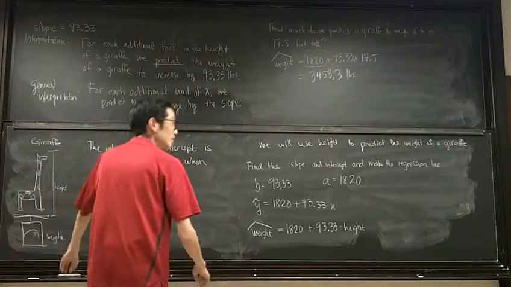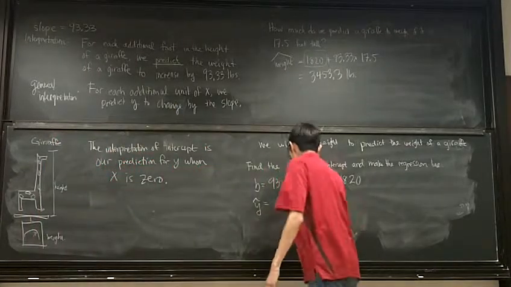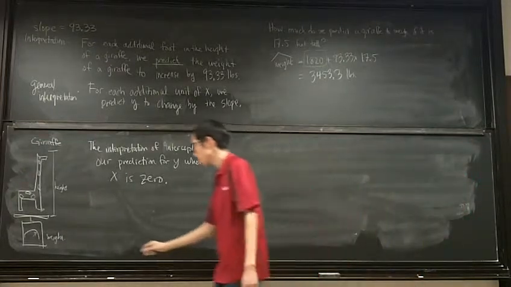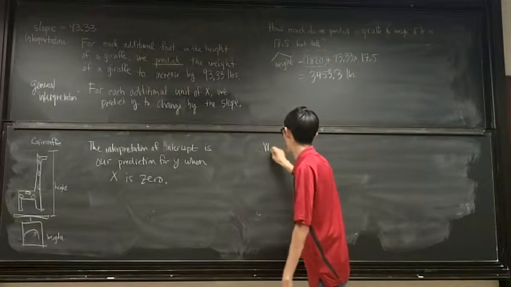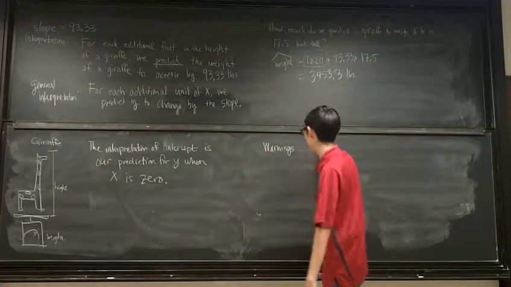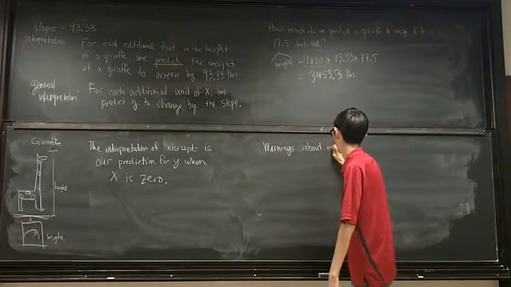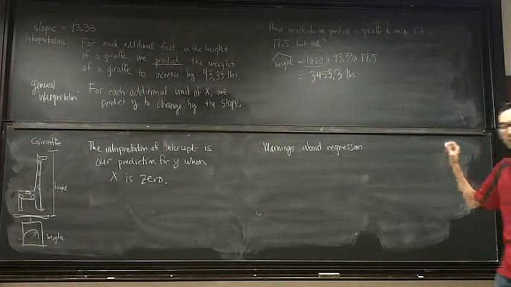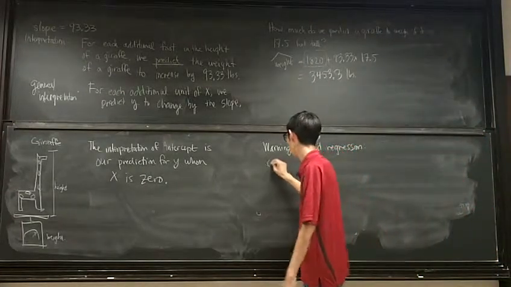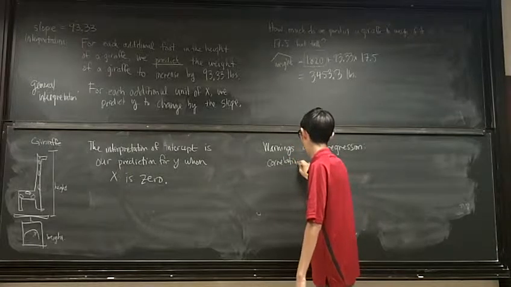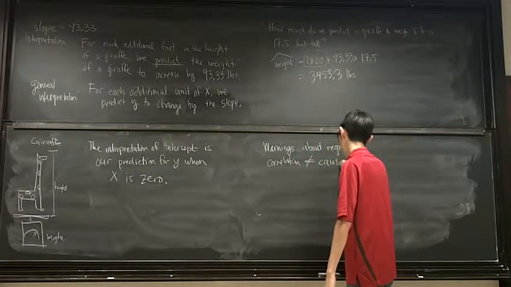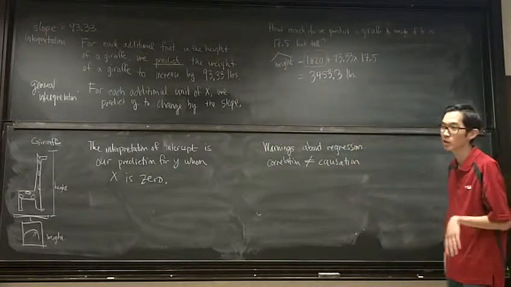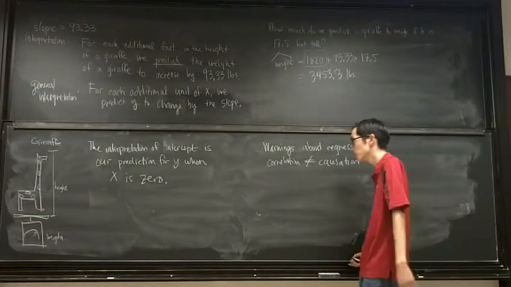Okay, I'm running out of time. Let me just write a few warnings about regression. I apologize for going over time. Warnings about regression: correlation does not equal causation. Just because it seems like two variables move in the same direction or opposite direction doesn't mean one variable causes the other variable to change.